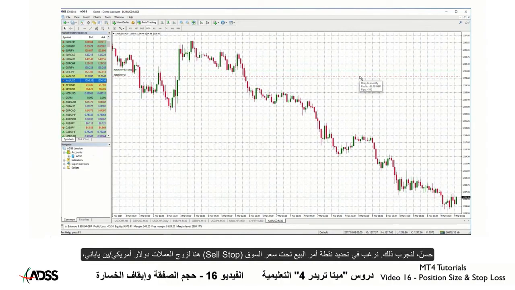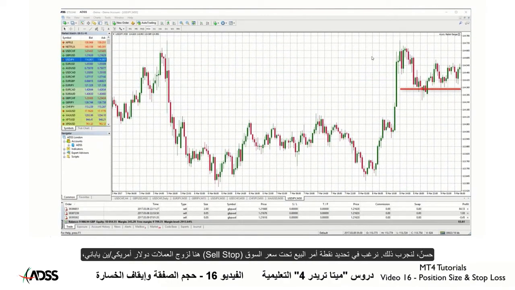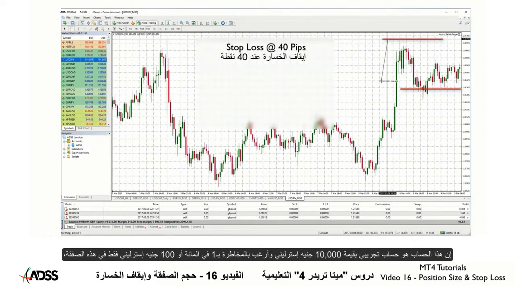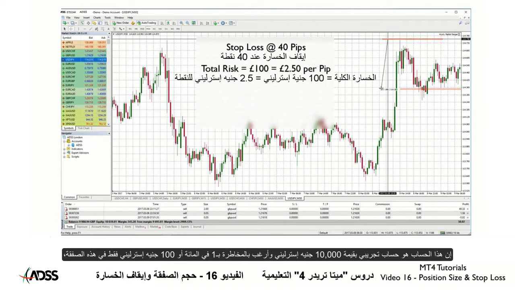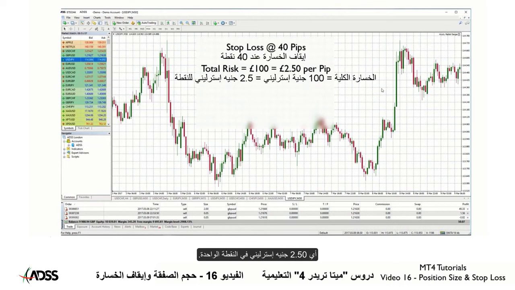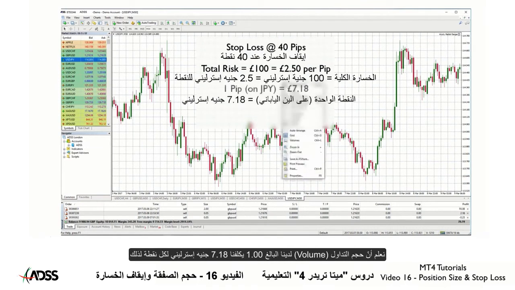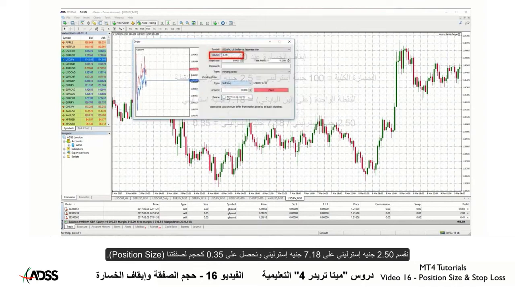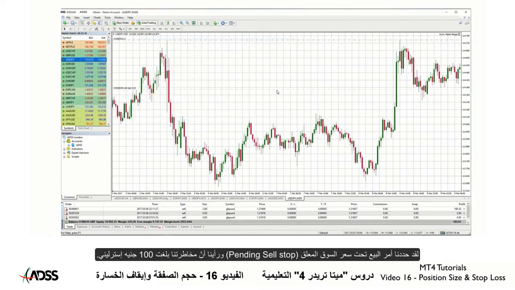Okay, let's try one. We want to place a sell stop here on $yen, and our stop loss is 40 pips higher than our entry price. This is a £10,000 demo account, and I only want to risk 1% or £100 on this trade. So that's £2.50 per pip. We know that our volume of 1 costs us £7.18 per pip, so we divide the £2.50 by £7.18, and we get 0.35 as a position size. We set up the pending sell stop, and we see that our risk is, in fact, £100.